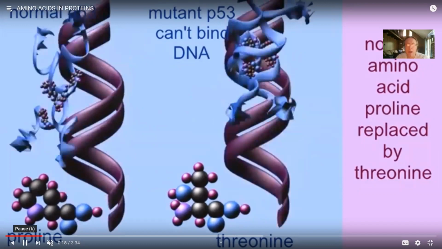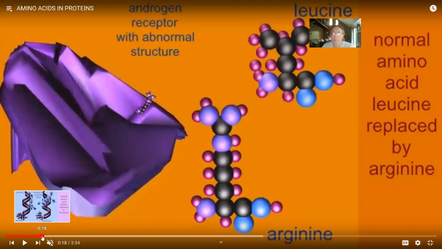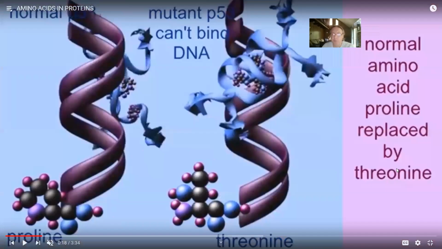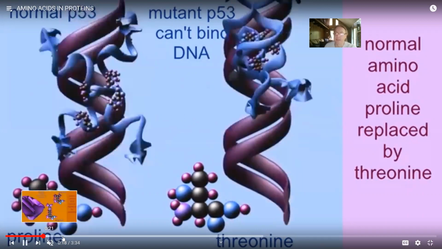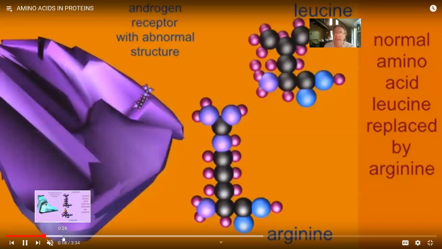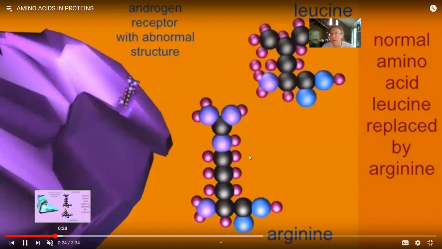So for example, in this example, if the normal amino acid proline is replaced by threonine, then that could result in a protein that doesn't work, and as a result causes cancer. And we could go through endless other examples where if you change the order of the amino acids in a protein, if this one is replaced by this one, now the protein doesn't work.